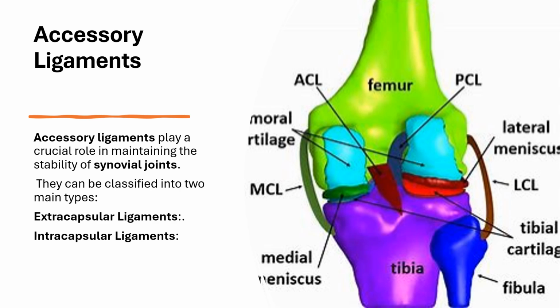We then have intercapsular ligaments. Now these ligaments are found within the joint capsule, but they are not inside the synovial cavity itself. They help stabilize the joint from the inside. So an example of this is the anterior cruciate ligament, also known as the ACL in the knee, which prevents forward movement of the tibia relative to the femur, helping to maintain proper joint alignment.